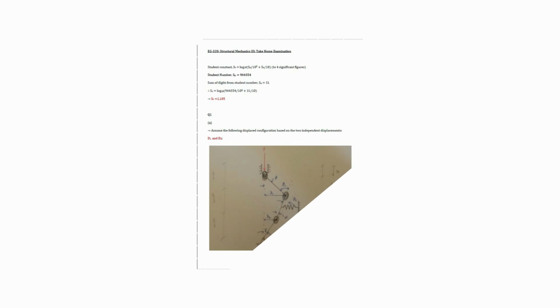P. L/3. L/3. L/3. Figure Q1. EG 320, Structural Mechanics 3, Take-Home Examination. Student constant, SC, is calculated using the formula, SC equals log10(Sn/10^5 + SU/10), rounded to 4 significant figures.